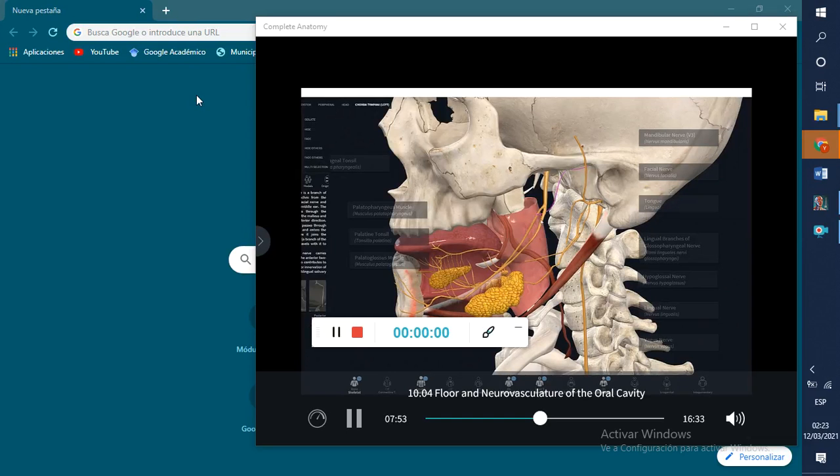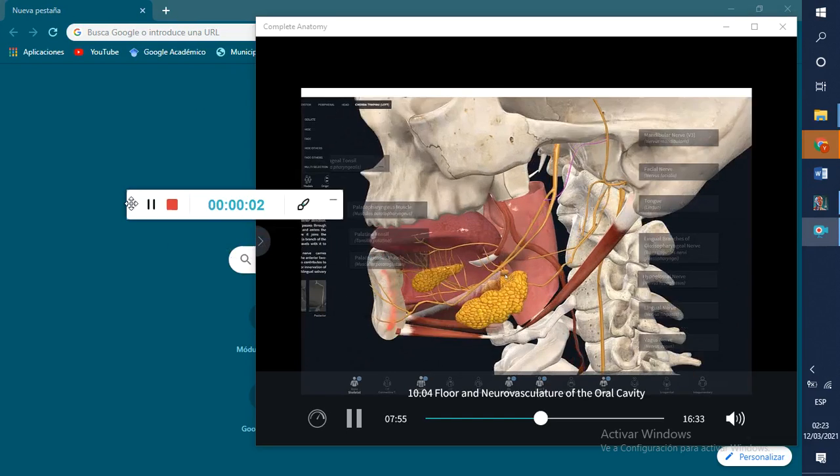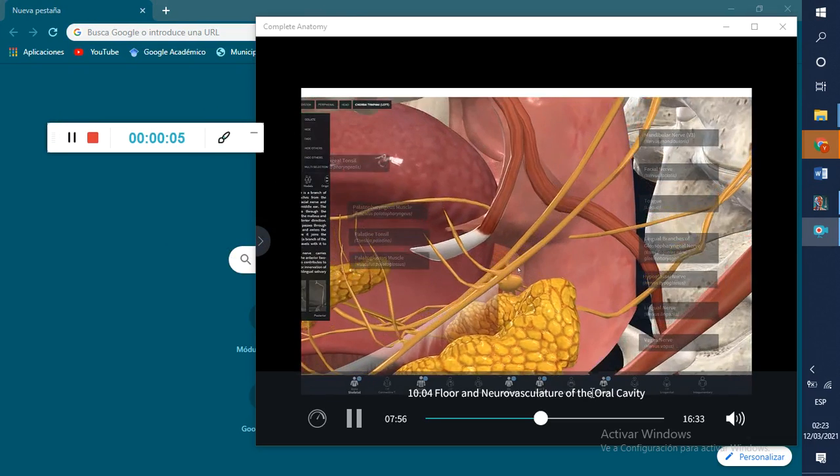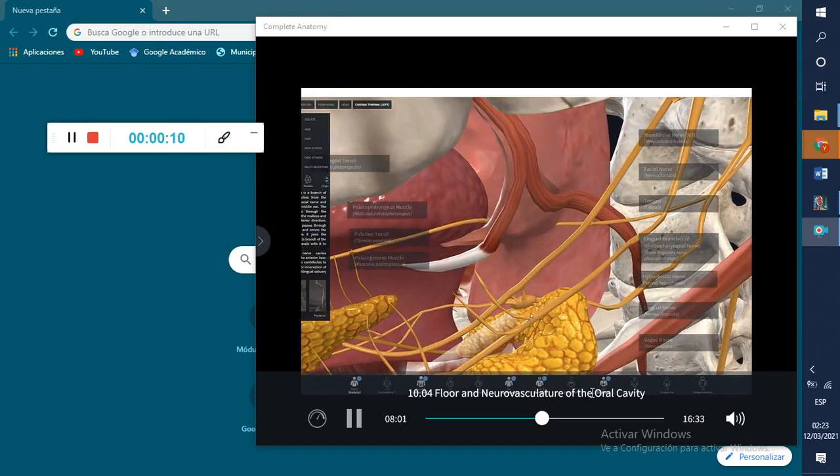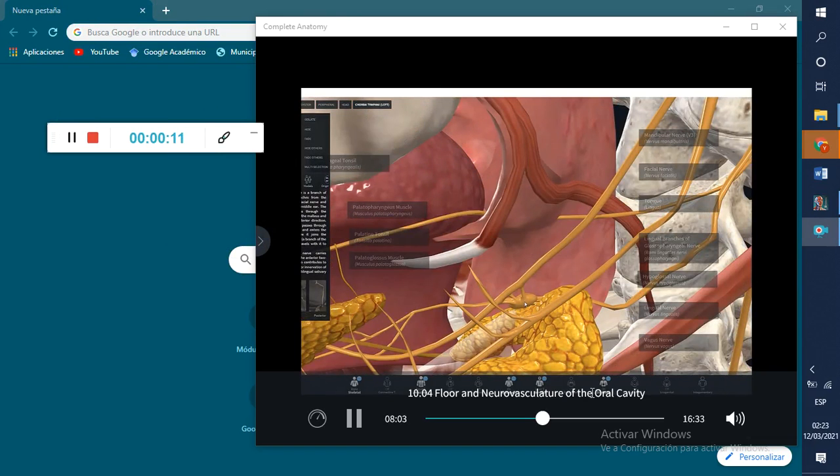Following the lingual nerve. The nerve below here is the inferior alveolar nerve. The general sensory fibers are just coming from the anterior 2/3. However, here's your submandibular ganglion, just hanging off of the lingual nerve.